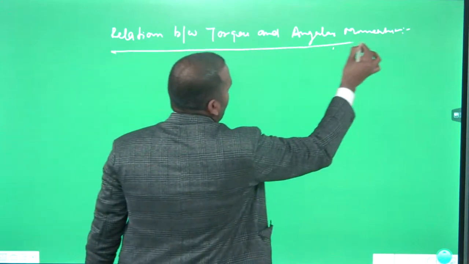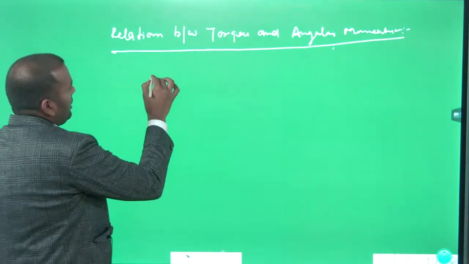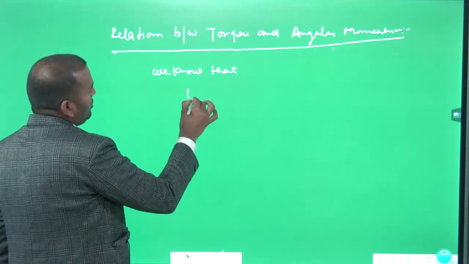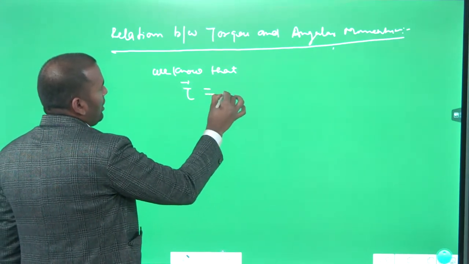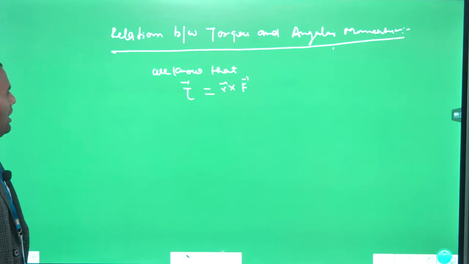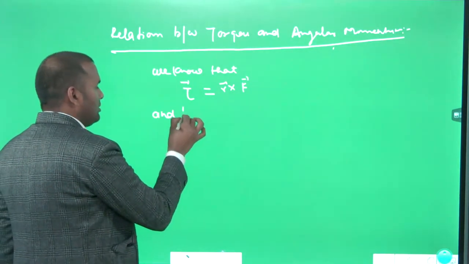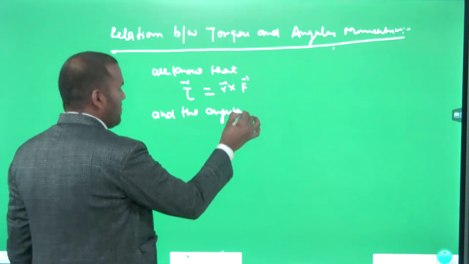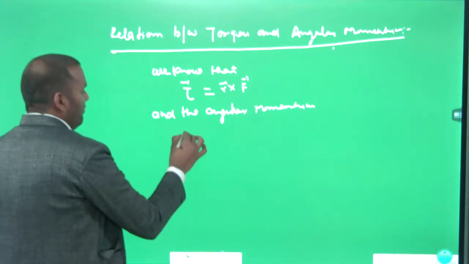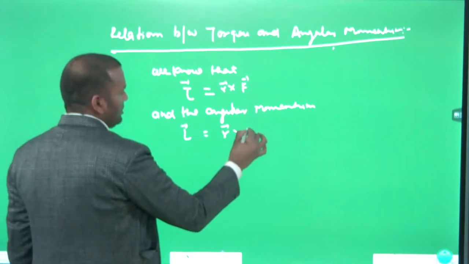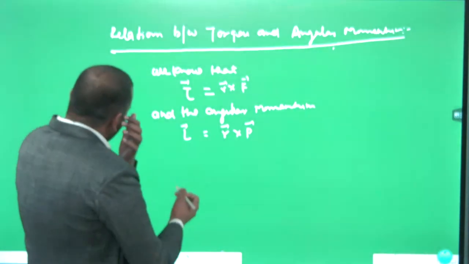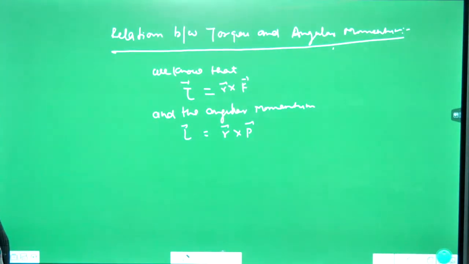Students, we know that the torque tau is equal to r vector cross F vector, and the angular momentum L vector is equal to r vector cross p vector. Now this angular momentum is differentiated with respect to time.